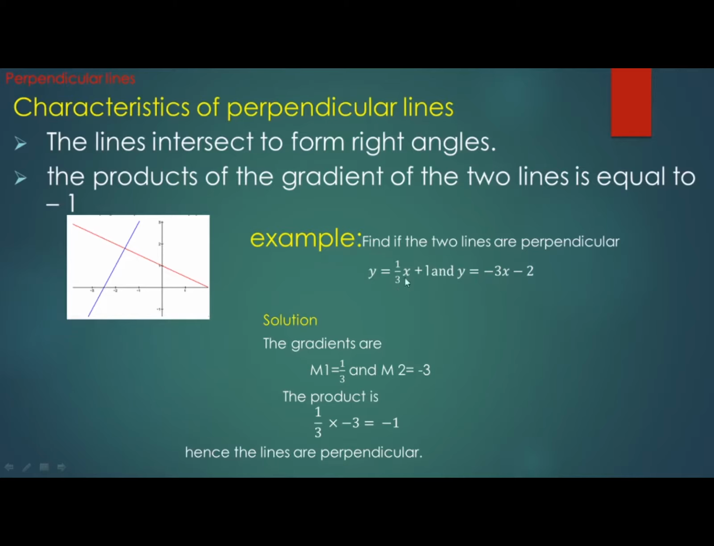Now what we do, we let the gradient of the first line be m1 and the gradient of the second line be m2. We know that m1 times m2 equals -1. So we need to multiply the two gradients, a third times -3. If it does not give -1, then they are not perpendicular. If they give -1, they are perpendicular. A third times -3 gives you -1, and therefore the two lines are perpendicular.